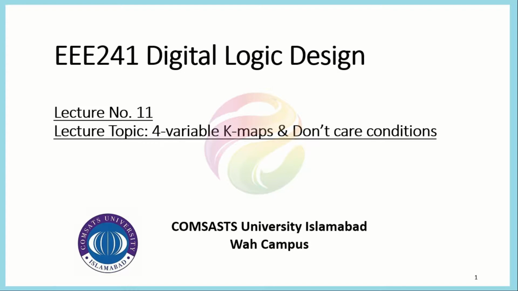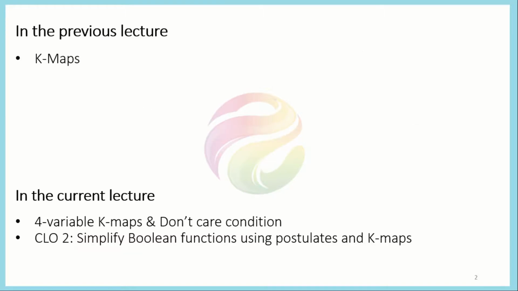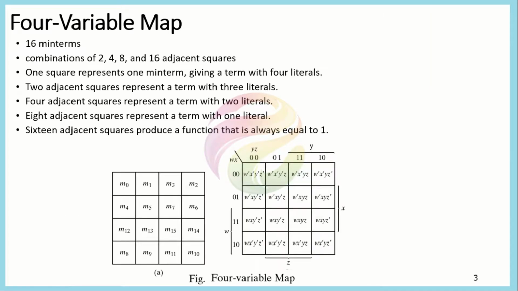In this lecture we will be continuing the K-maps topic. We will be discussing the four variable K-maps and the other related things. In the previous lecture we started with the K-map for the two variable and three variable systems. Now we will be discussing the four variable K-maps and some other related topics. Now we will be starting with the four variable K-map.